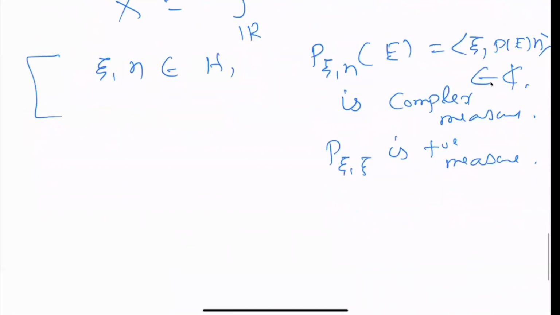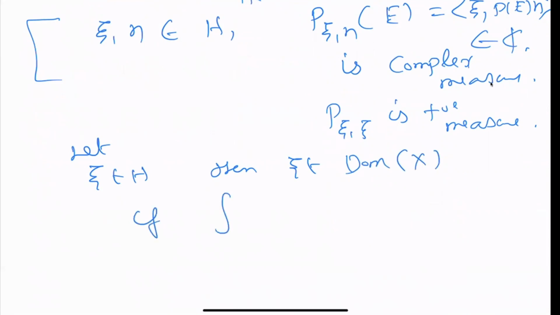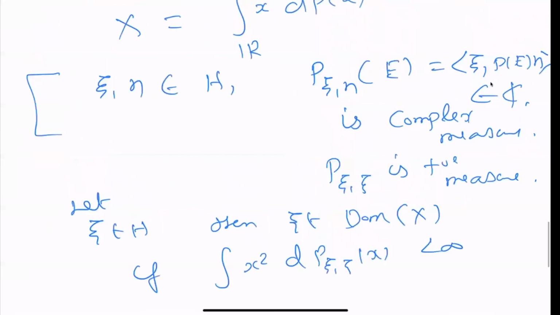So take xi in H. Then xi is in the domain of X if the integral of x squared with respect to this measure, an ordinary measure, is less than infinity. Then it is in the domain of X. For the previous statement, xi should probably be normalized.